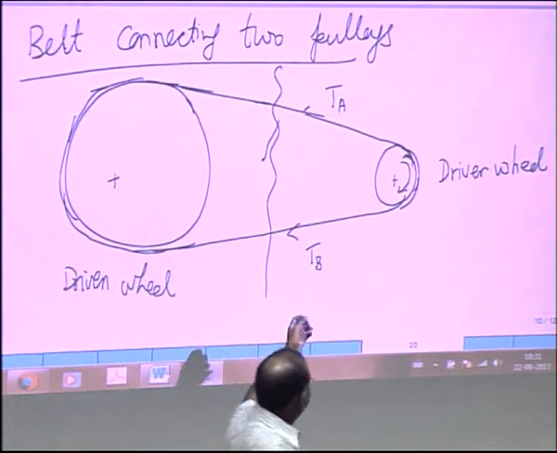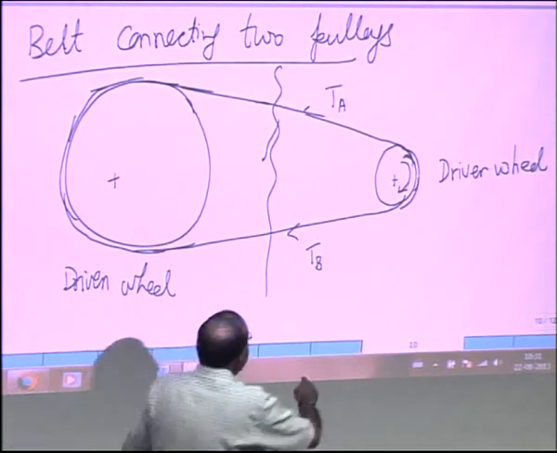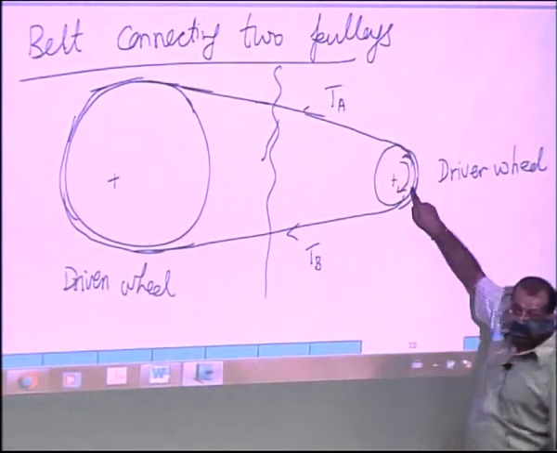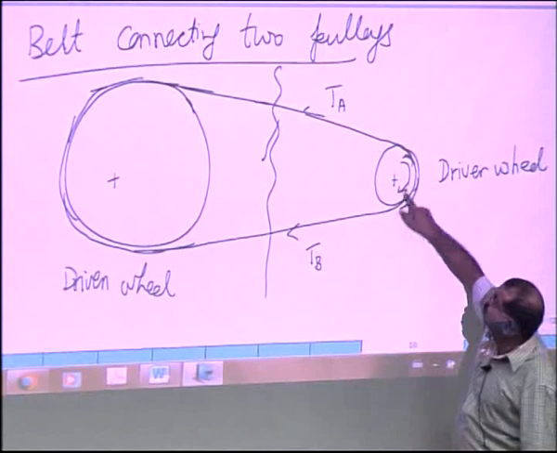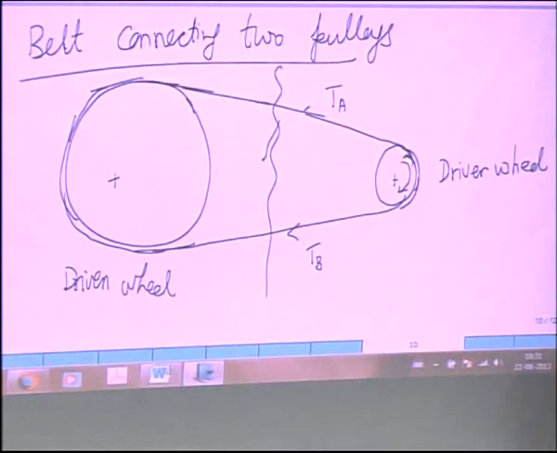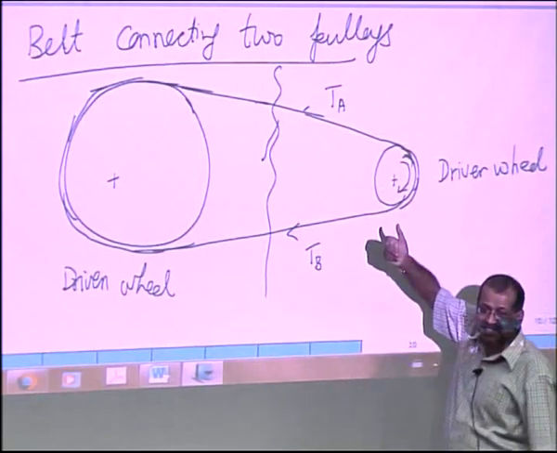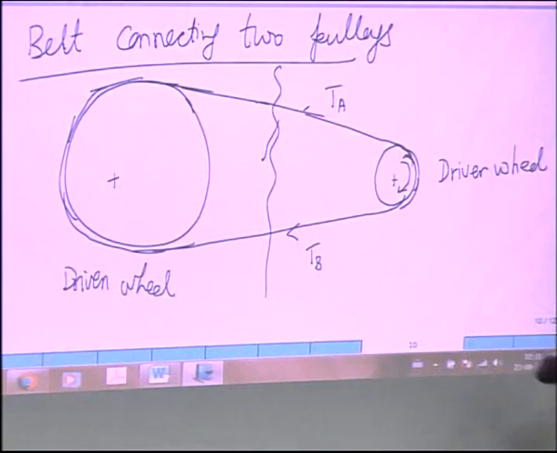One, from the fact that this is a driver wheel, that means this wheel will move, and that is what is causing the belt to move. If the belt is moving, then in which direction will the friction move? The belt is moving like this, the wheel is moving faster. So, that is one way of getting it.